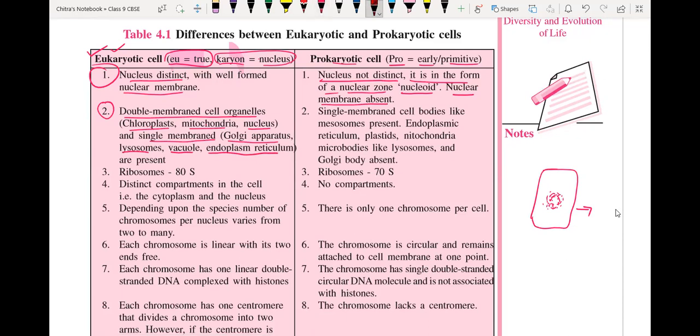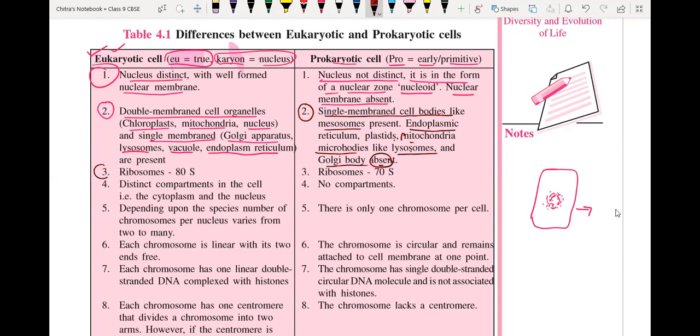Now, in the prokaryotic cell, only single membrane cell bodies are present, and endoplasmic reticulum, plastid, mitochondria, then microbodies like lysosomes and Golgi bodies are absent. It is mitochondria, not nitro; it is a print mistake here. These are absent in the prokaryotic cell. Only mesosomes and single membrane cell bodies are present.